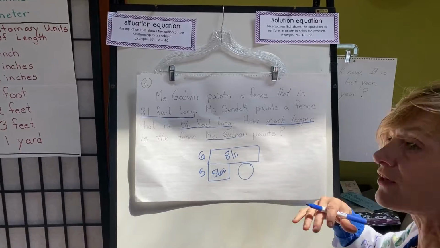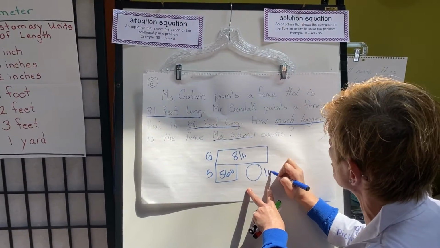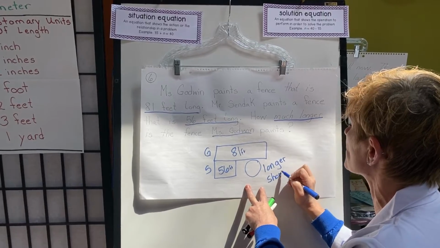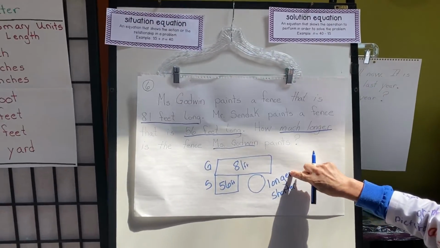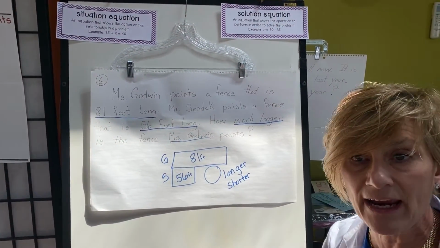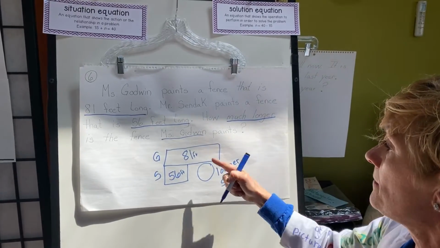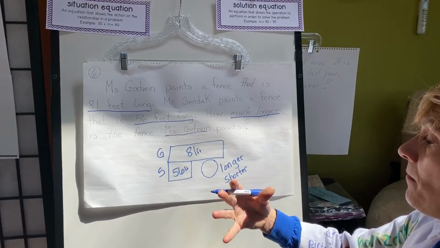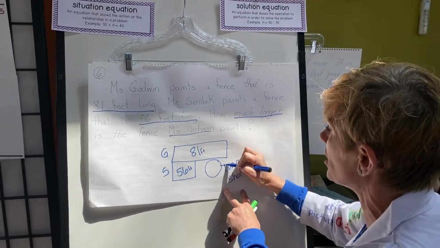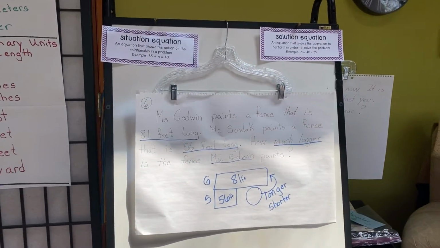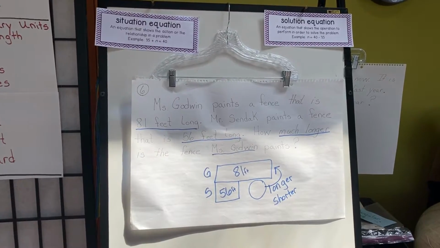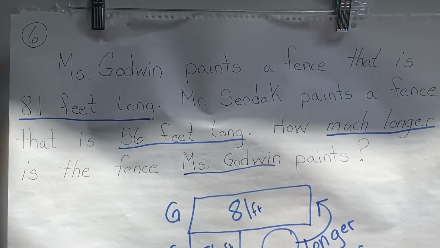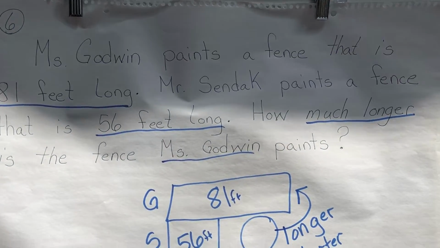Now, this circle is still important. It's the longer circle. It's also the shorter circle. It's the more, it's the fewer, it's the greater, it's the less. Ms. Goodwin's 81, Mr. Sendak's 56. How much longer is Ms. Goodwin's? Are you guys thinking about how you'd solve it? You're looking for the difference between them.